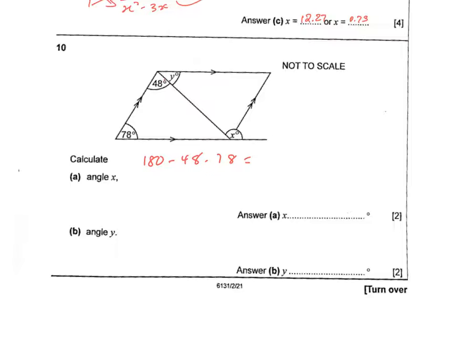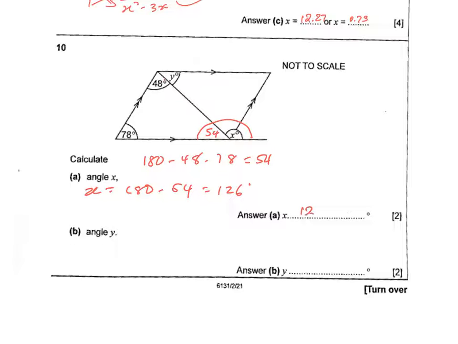That gives us 54. So this one will give us 54. Then you can say, now these two are on a straight line. So x is 180 minus 54, and that gives us 126 degrees.